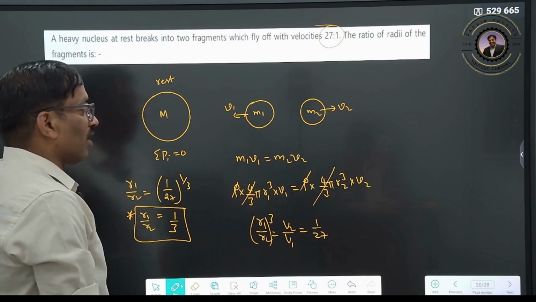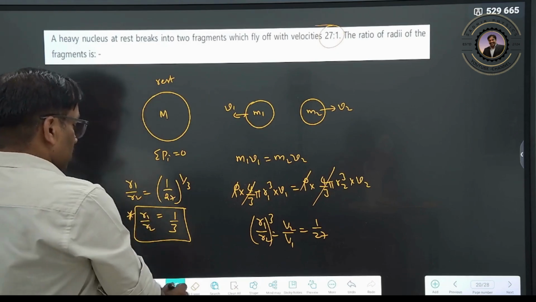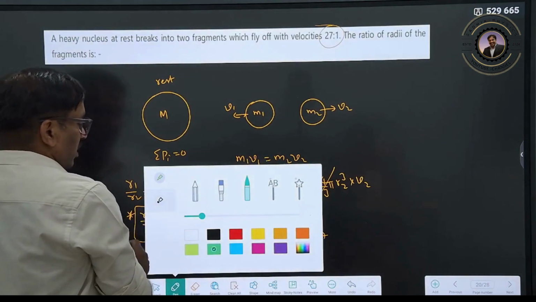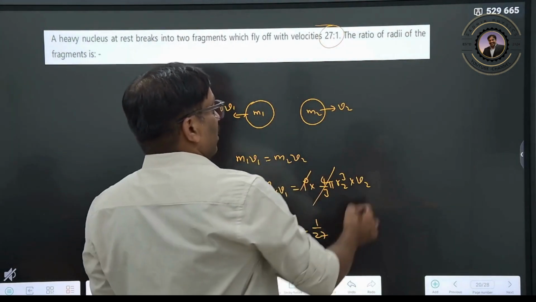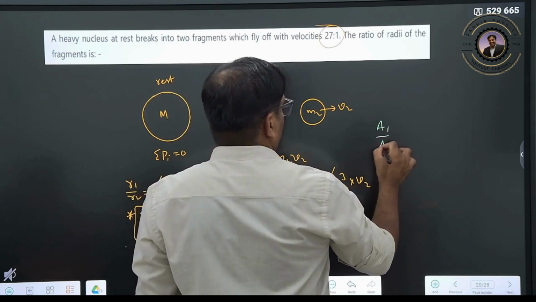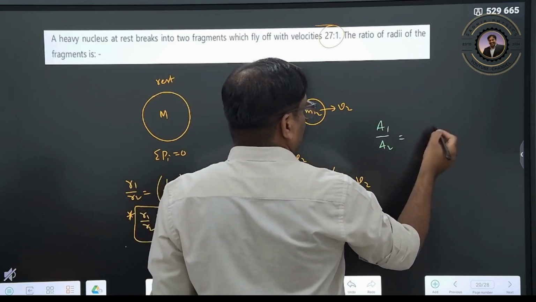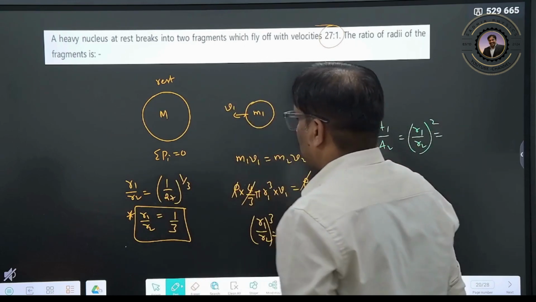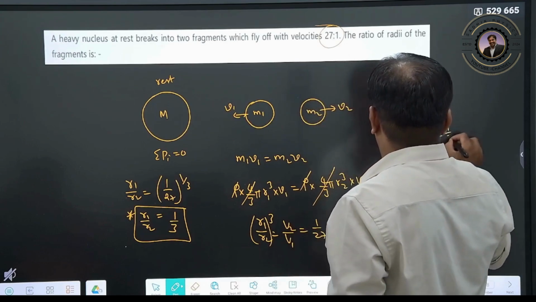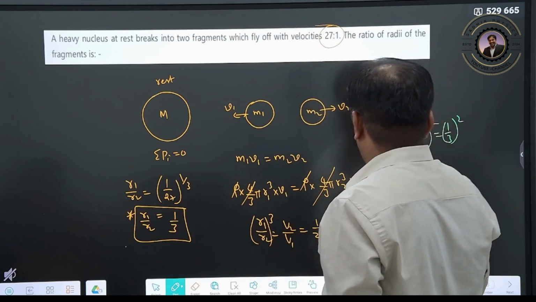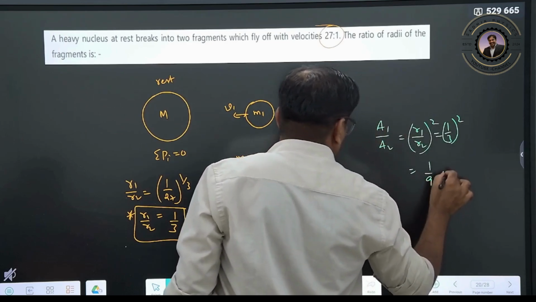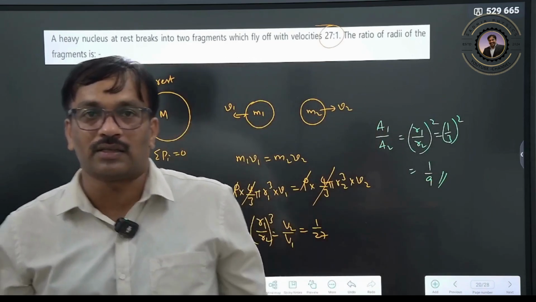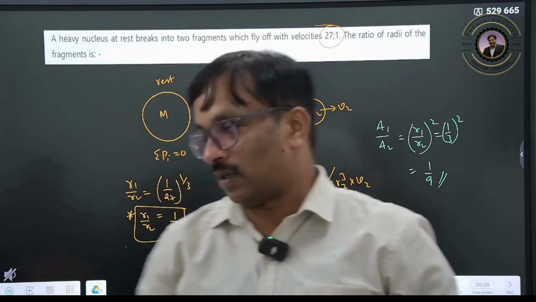Sometimes they will ask you for the ratio of the surface areas of these. What will you get? A1 by A2, area means whole square, so r1 by r2 whole square. r1 by r2 is 1 by 3, whole square is 1 by 9. Clear? They did not ask it here, but you can expect it like this also.